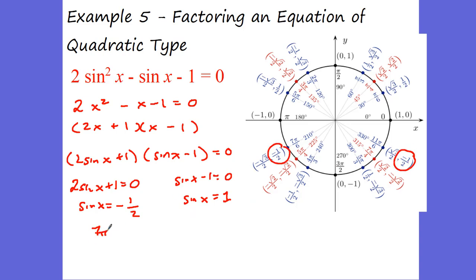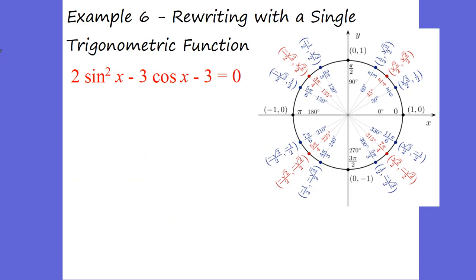So we could be 7 pi over 6. We could be 11 pi over 6. Where does sine of x equal 1? Right here at pi over 2. So we actually have 3 different values that work. We have 7 pi over 6, 11 pi over 6, and pi over 2 that could work in this quadratic type. Now, you always want to check those back in the quadratic, see if they actually work. They actually do, all of those work. So let's go to example 6.